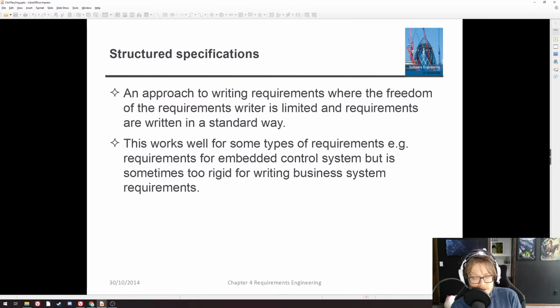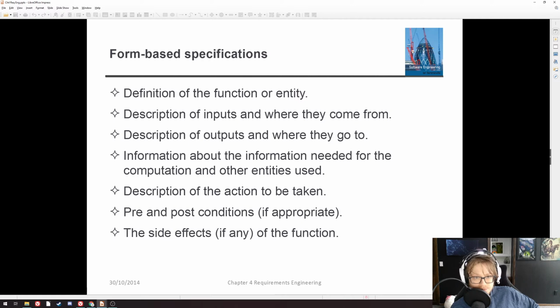All right, so rather than natural language, you could write in structured language. In this case, you don't have any freedom to write the requirements in your usual natural way, so you come up with a very rigid and structured system to do it. This is probably not appropriate for most of your projects. It's mainly used for very specific mathematical and technical systems.